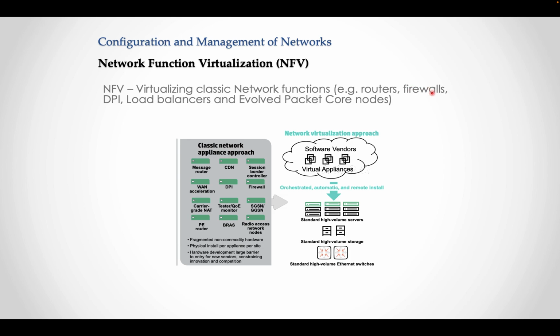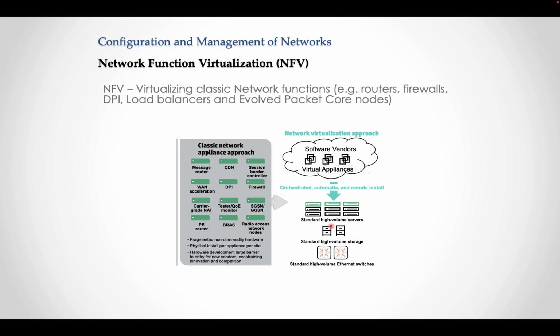I can do the same with firewalls. I can do the same with the deep packet inspectors. I can do the same with load balancers. Okay, so this, for one thing, makes networks cheaper and cheaper to operate. Why? Because standard high-volume servers are much less expensive than dedicated hardware. So I'm going to use data centers with lots of servers and a good network to interconnect them, and I'm going to build virtual networks by running virtual functions on those servers.